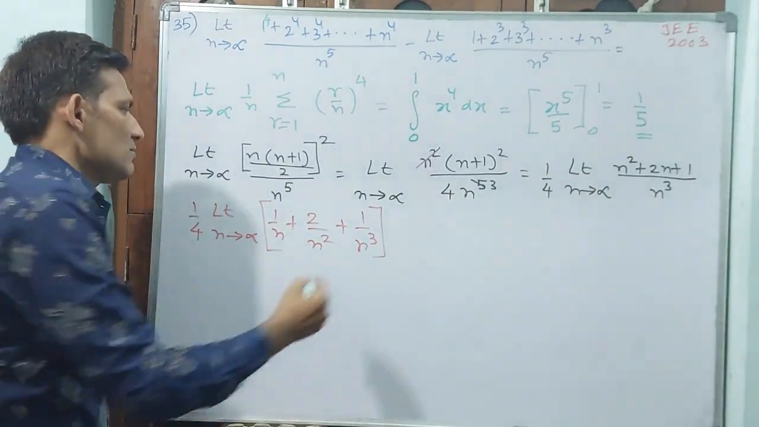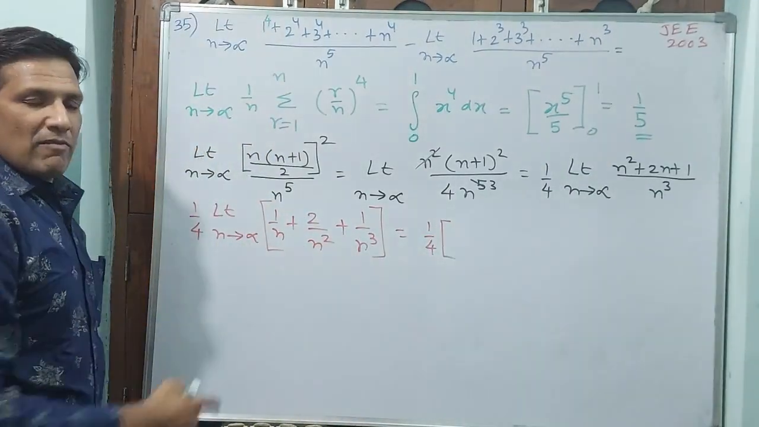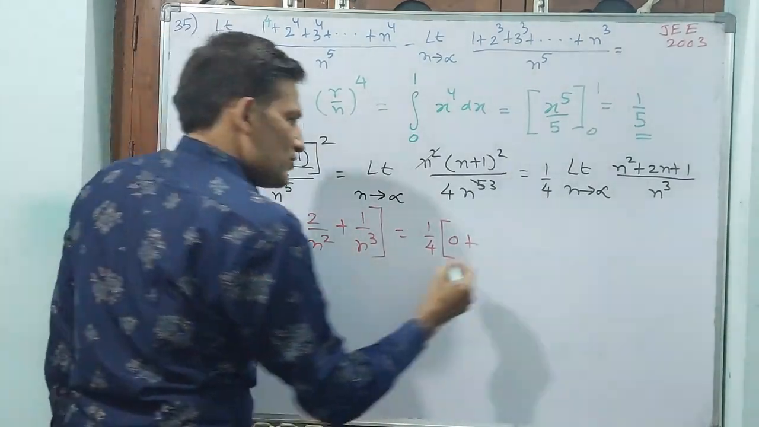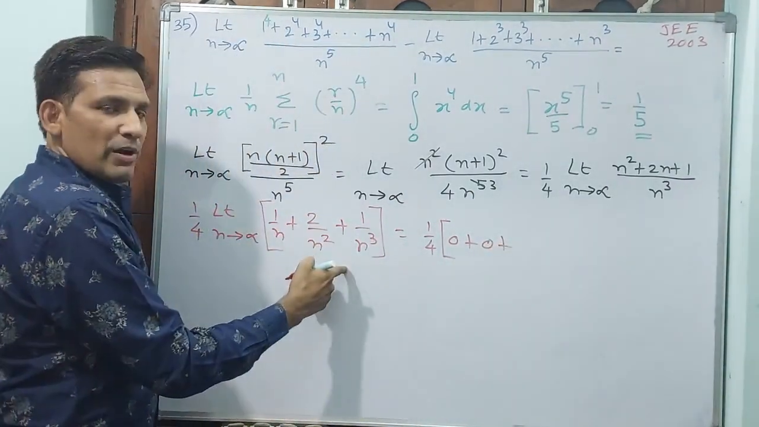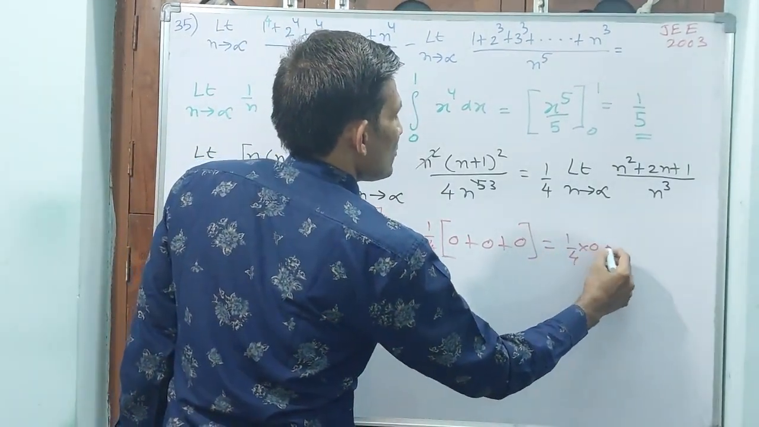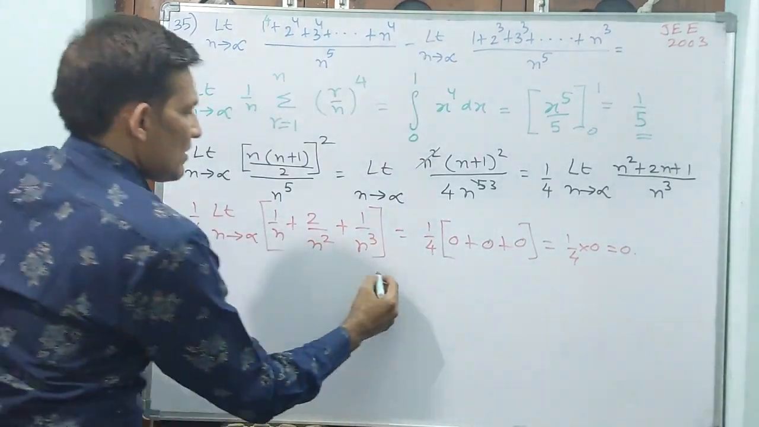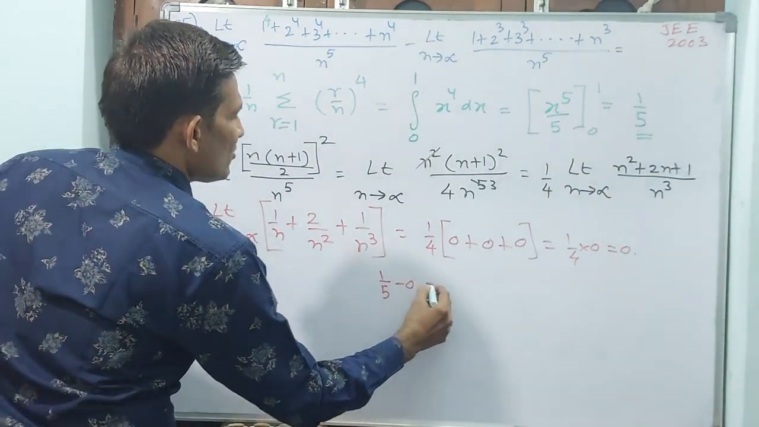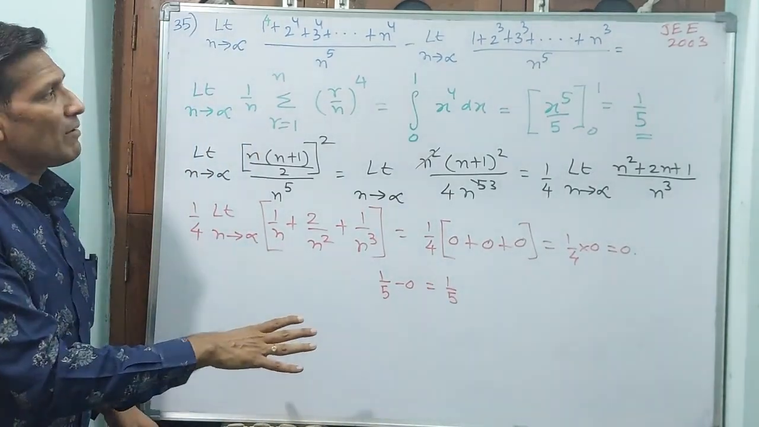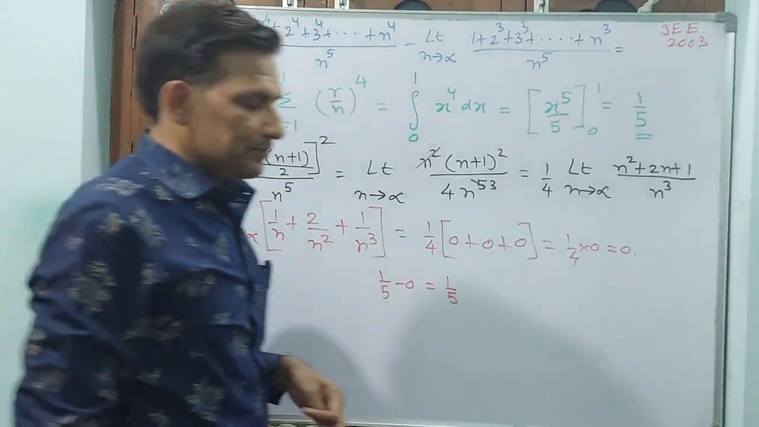Now apply 1 by 4 into, now infinity I applied. 1 by infinity means 0, plus 2 by infinity square 0, plus 1 by infinity cube 0. 1 by 4 into 0, that is equal to 0. Then your final answer will be 1 by 5 minus 0, that is equal to 1 by 5. That means final answer is 1 by 5. Why? Because that value is 0. Take this, we will go for the next question.